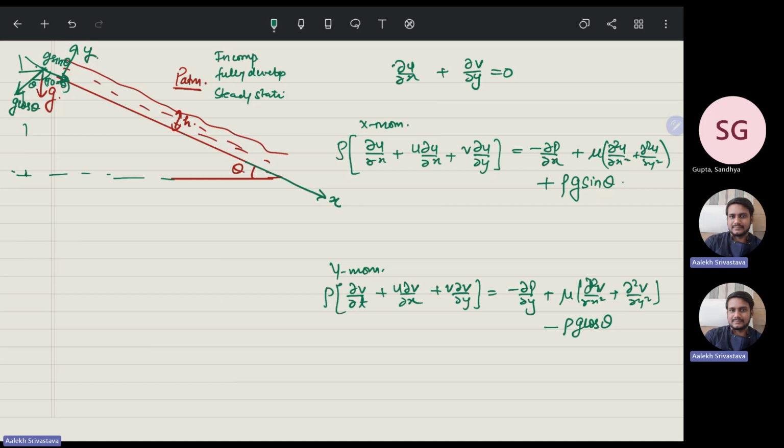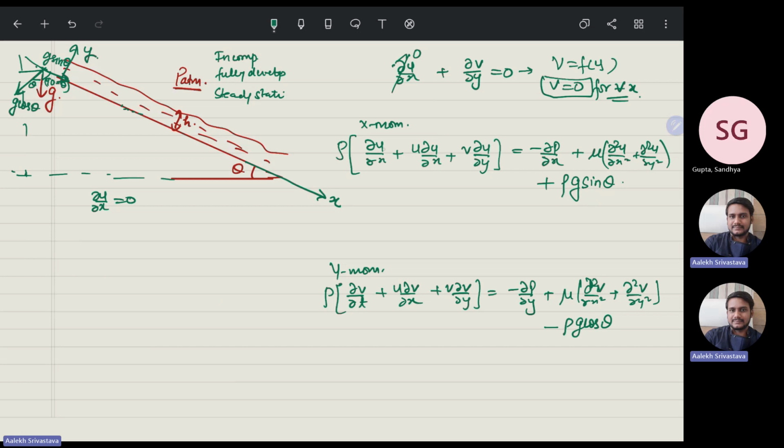Now, first, from the fully developed condition, you have del u by del x equal to 0. That means this is equal to 0. That means v is not a function of y, and since this is a plate, we can say that v is equal to 0 for every x. So the first thing that is coming is like this.